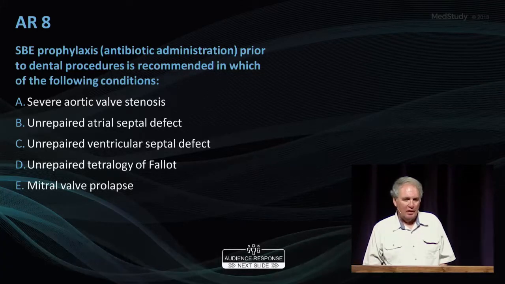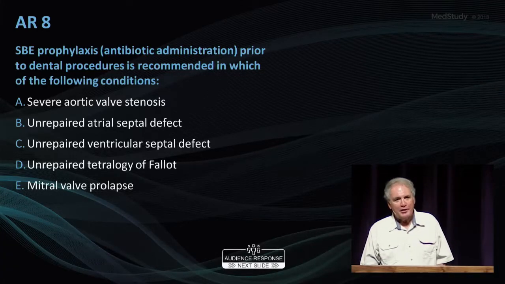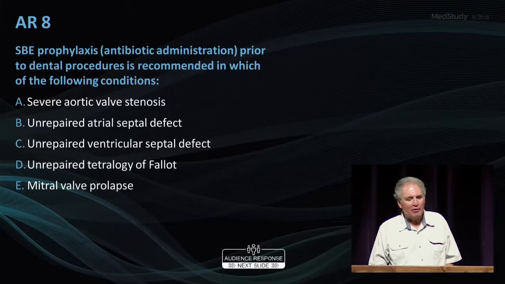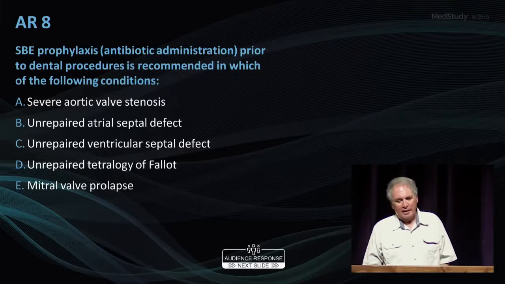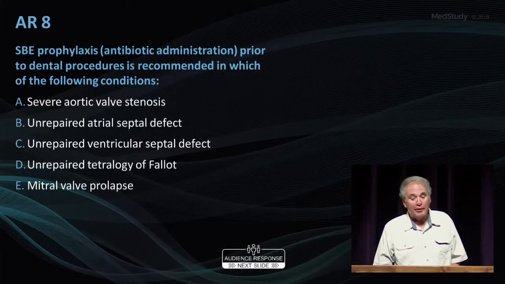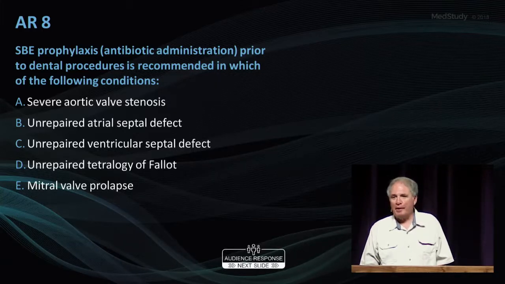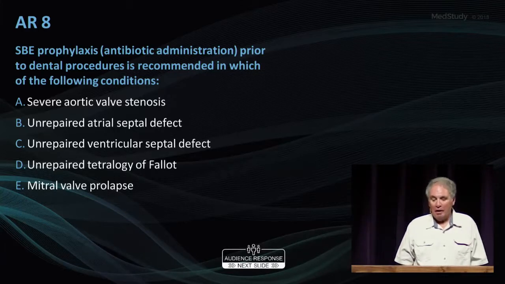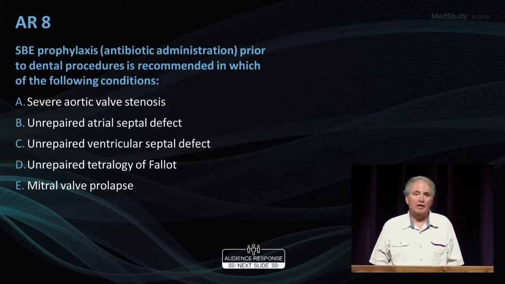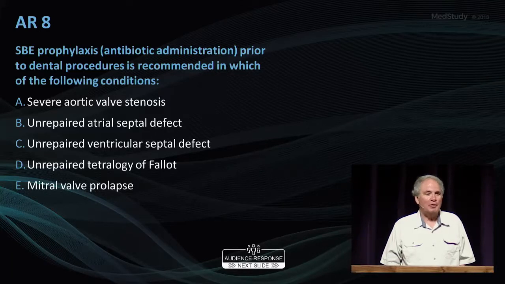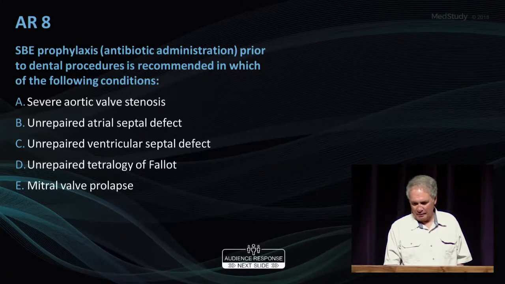Prevention of endocarditis. SBE, bacterial endocarditis prophylaxis. That's antibiotic administration prior to dental procedures, recommended in which of the following conditions? Severe aortic stenosis, unrepaired atrial septal defect, unrepaired ventricular septal defect, unrepaired tetralogy of Fallot, mitral valve prolapse with a click.